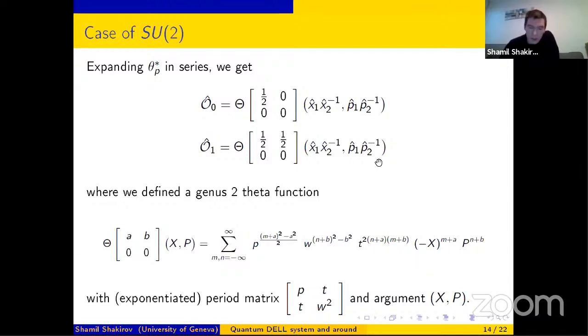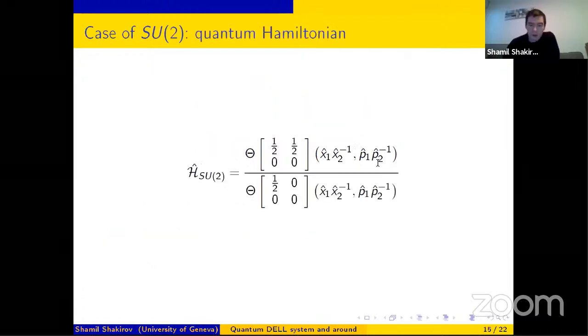Well, you have to think about P and W as being small, but other than this, you get the following Hamiltonian. This is the only Hamiltonian because the system has 1 degree of freedom. But what is nice about this is that this is a global formula. It's not a power series expansion.